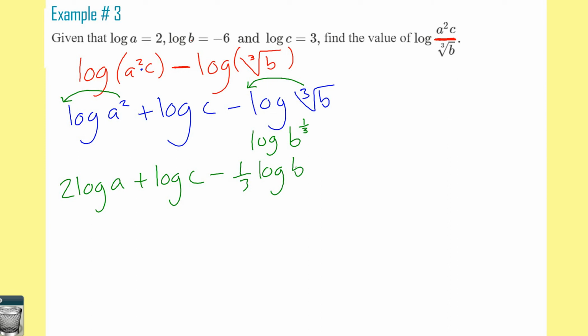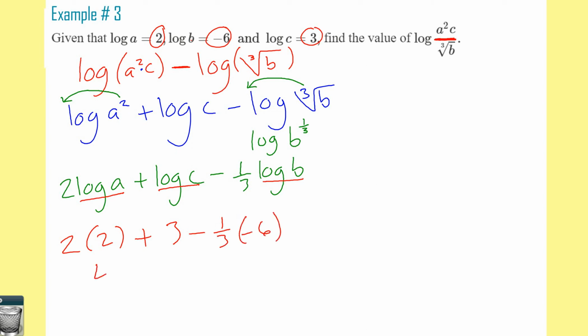And we get this. Now we have log a, log c, and log b, and we can substitute our 2, our -6, and our 3 in there. So we do 2 times log a, which is 2, plus log c, which is 3, minus 1/3 of log b, which is -6. So we get 4 plus 3 plus 2. So our answer should be 9.